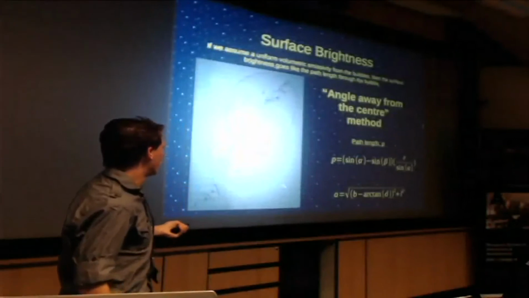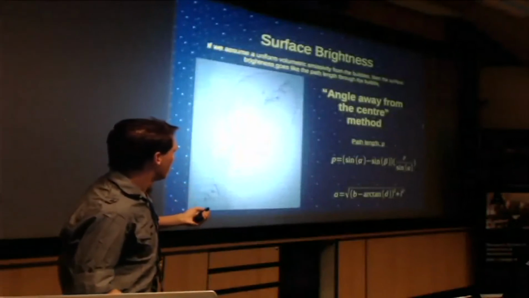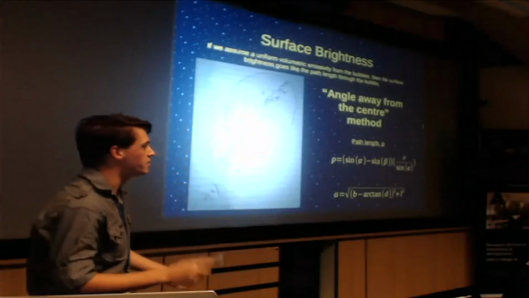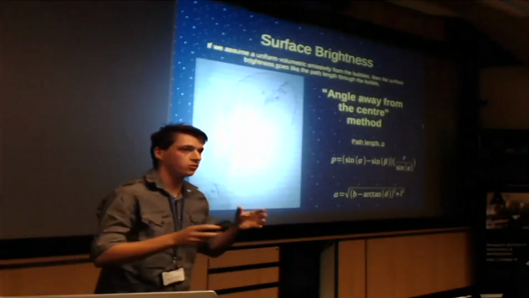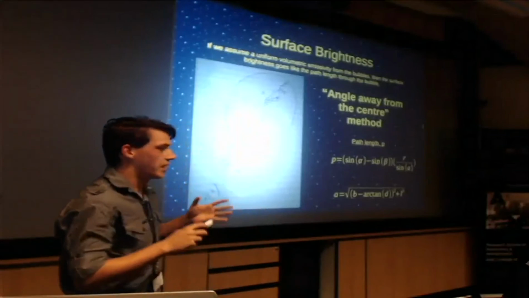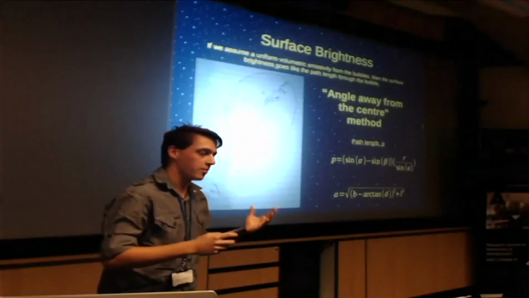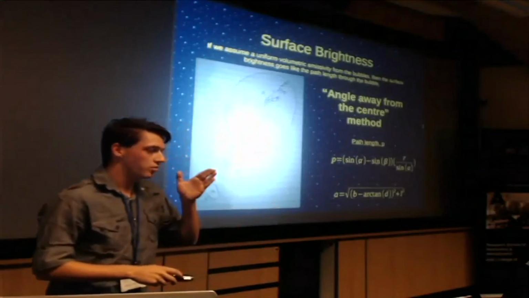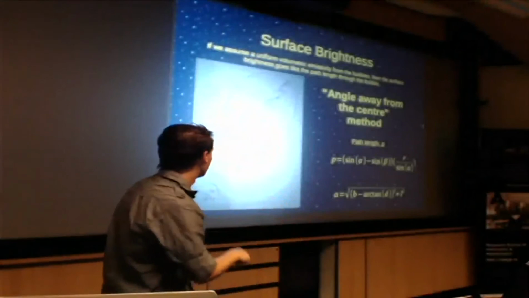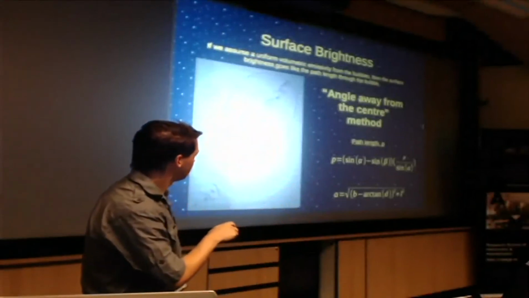More geometry, more maths. So I came up with this method, the angle away from the center method. First of all, we're assuming a uniform volumetric emissivity from these bubbles. So what I expected before the plot came out is that we should see brightening in the center and getting dimmer as we go out. Okay, that is actually what we see. I'll show that later.